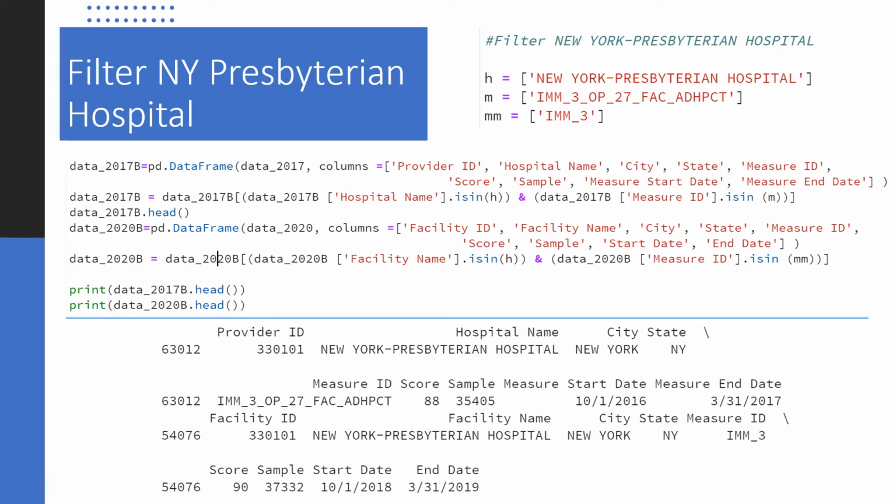And as you could see, my data set code for 2020 is different because now it says facility ID, facility name, start date, end date, as well as the measure ID. We're using the third one. So that is why I have the IMM_3. Go ahead and do this for your data sets from 2015 to 2020. And you should get that output shown below.